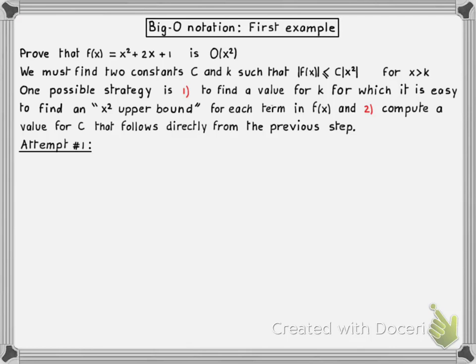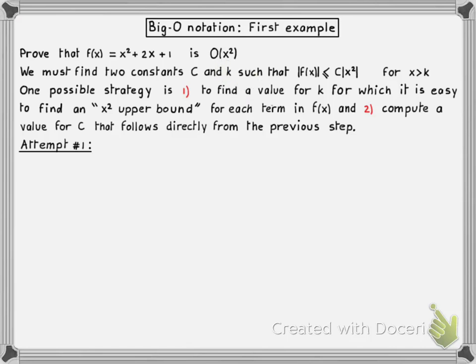So what we want to do is prove that f of x is less than a constant times x squared, and we're going to try to prove that upper bound for each and every term in f of x, and we're going to start with x squared. Now keep in mind that we're trying to establish the big O relationship for x large enough. In other words, for x larger than k. So the goal of this first step is to find a value for k that will give us an x squared upper bound.